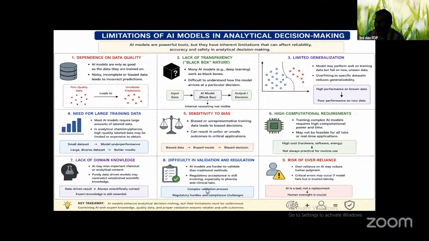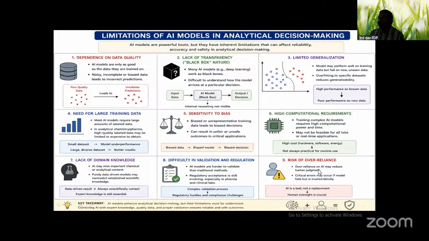Because all are aware that the validation process is very tedious. Because of the tedious process, AI may not be validated completely. It may miss one or two points, where you fail to get regulatory acceptance or regulatory compliance of the batch analysis. The ninth major limitation is risk of over-reliance.